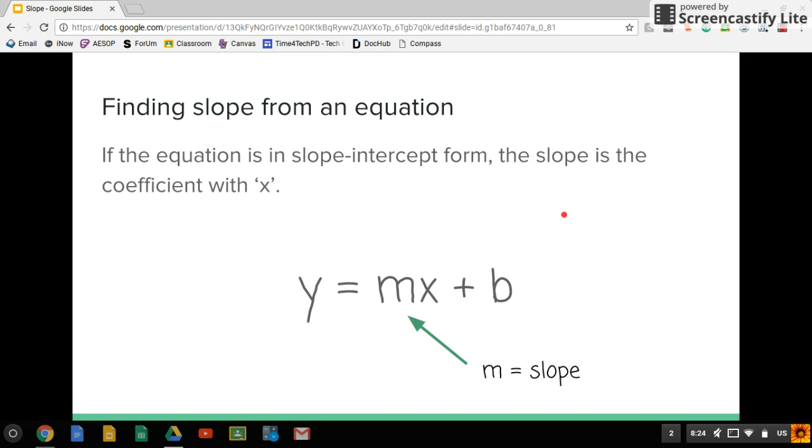All right, this you already know. When you're finding the slope from an equation, it's easiest to find if it is in slope-intercept form. In a couple of days, we're going to talk about another form called point-slope, but right now just focus on slope-intercept. And slope-intercept form is y equals mx plus b. Your m, the coefficient with your x, is your slope, and this b is your y-intercept.